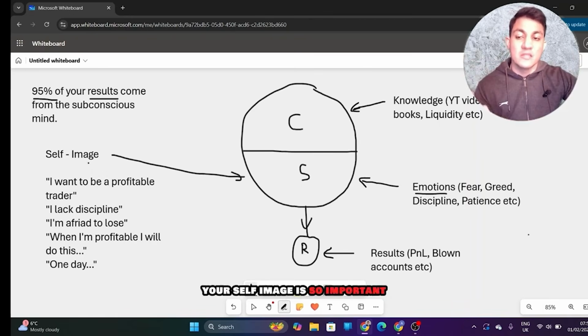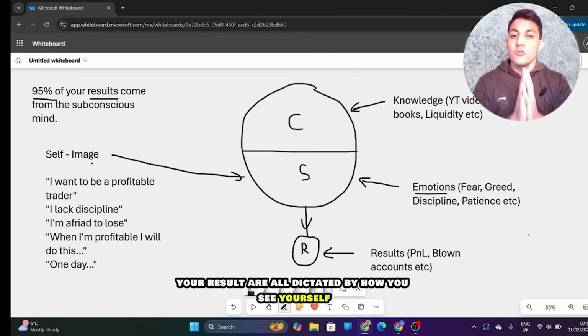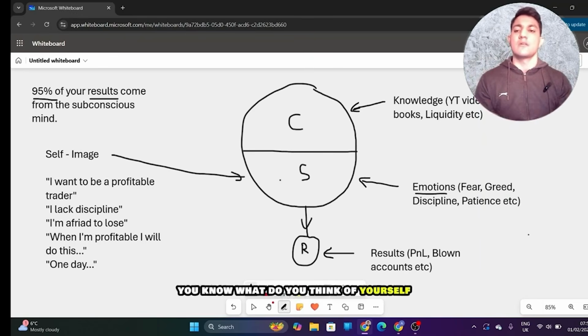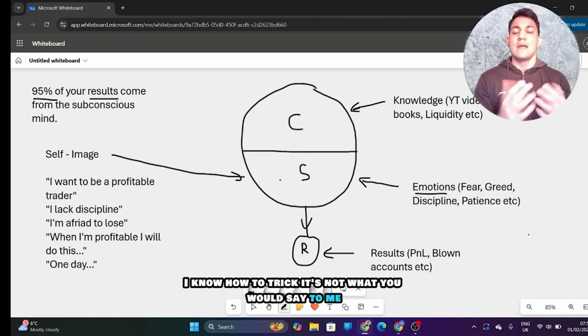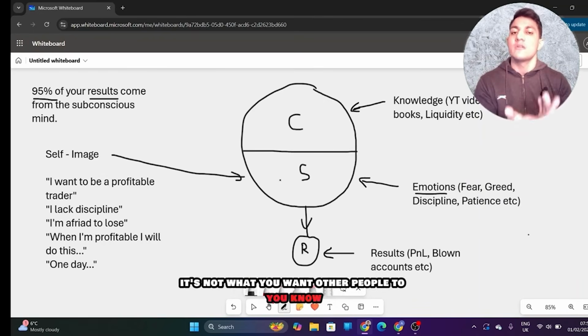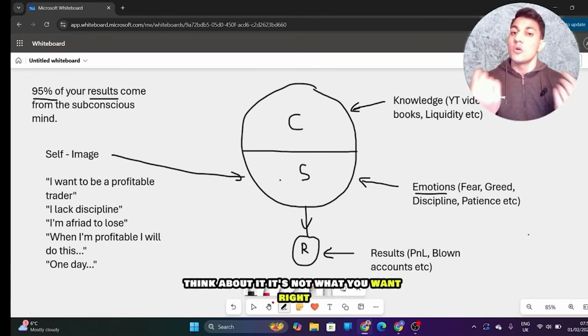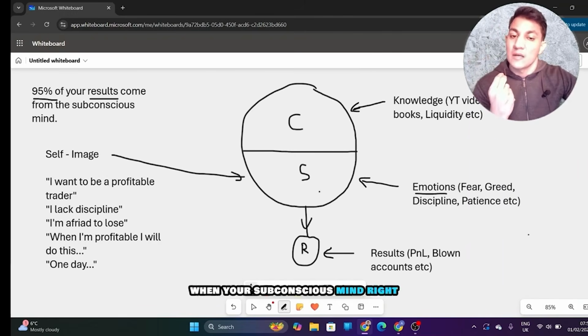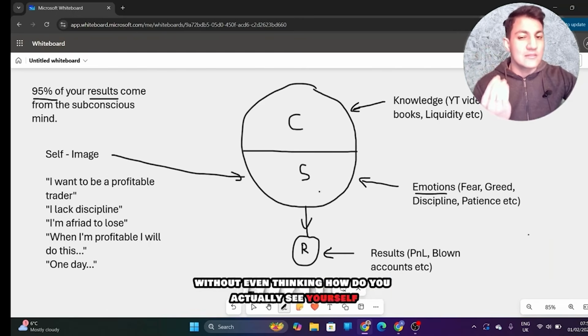But your self-image is so important. Your results are all dictated by how you see yourself subconsciously. Not if me and you were in a room and I was like, hey, what do you think of yourself? Oh, I'm a confident guy, I know how to trade. It's not what you would say to me. It's not what you want other people to think about you. It's what you deeply believe in your subconscious mind, without even thinking. How do you actually see yourself?